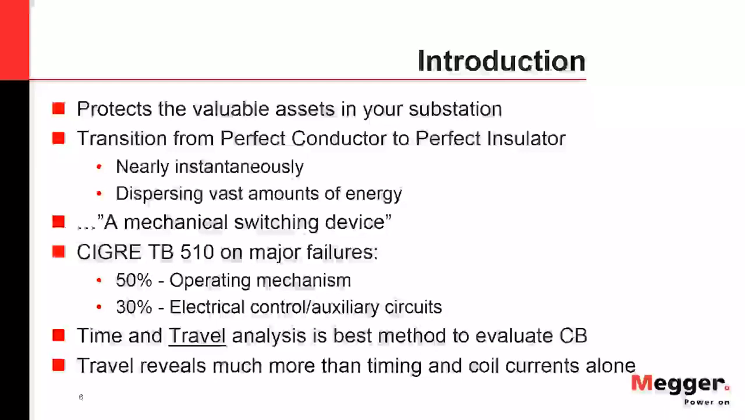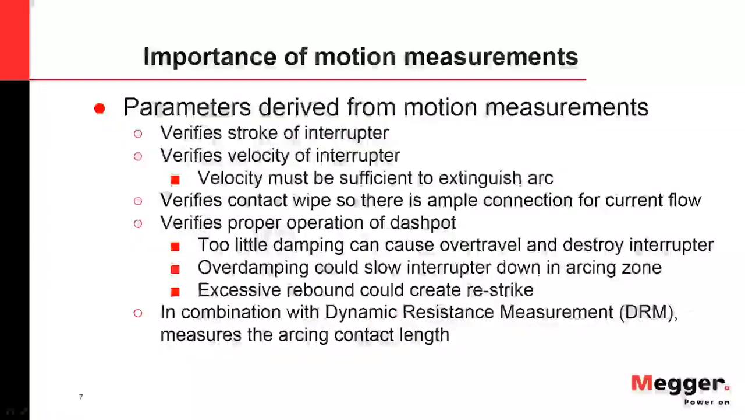This is the type of information that will be revealed by time and travel measurements. Not just timing, but as we said, travel measurements, your transducer. Travel reveals much more than just your timing and your coil current measurements. So now we're talking about motion.